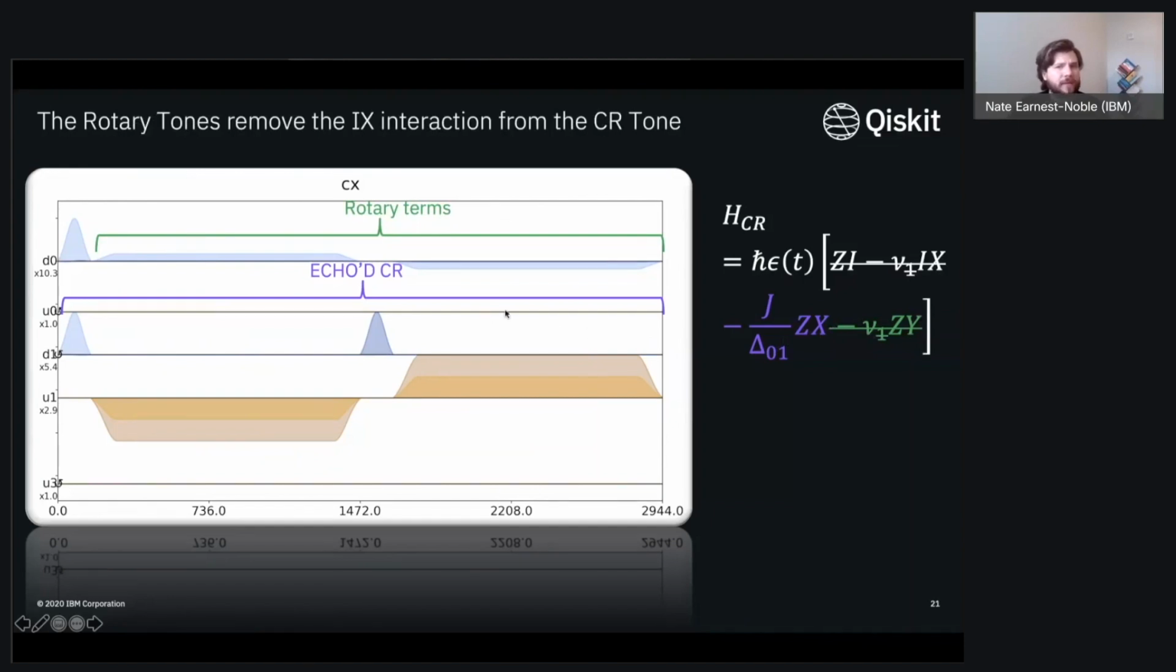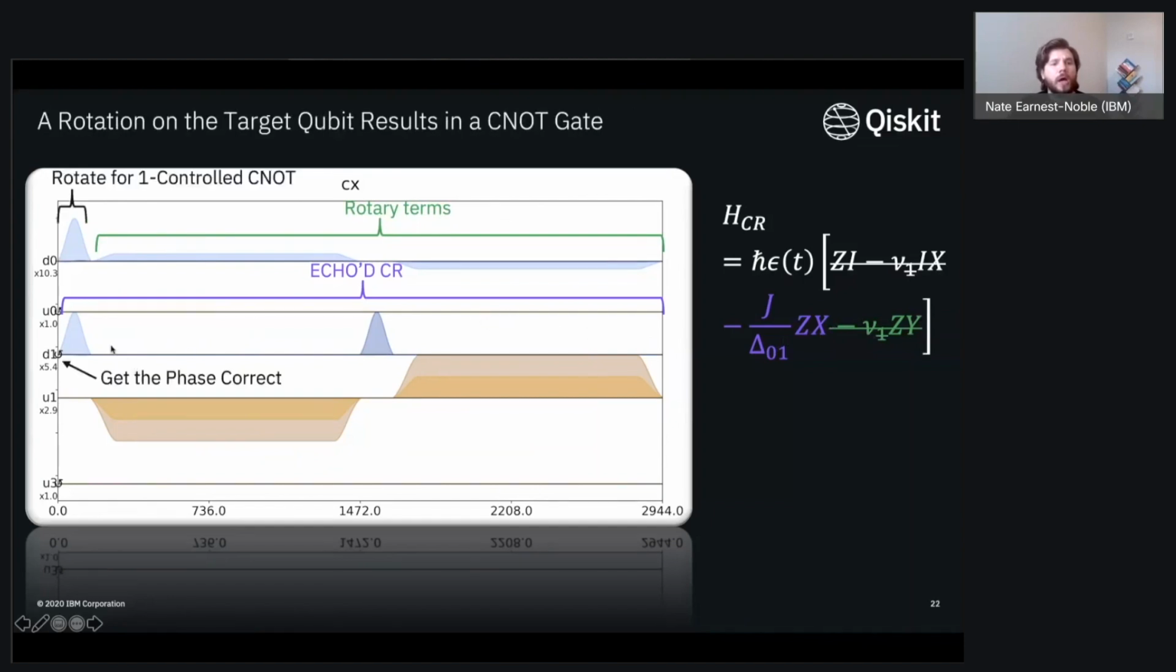And at this point, we just have to do what we mentioned a second ago, which is apply some X rotation on your target qubit, and then also apply some Z rotation on your control. And the Z rotation on your control qubit will actually end up imparting some phase on your target qubit if you don't necessarily get it correct. So this now is where we have our C-naught gate that we wish to have, built from an echoed cross resonance with rotary tones.